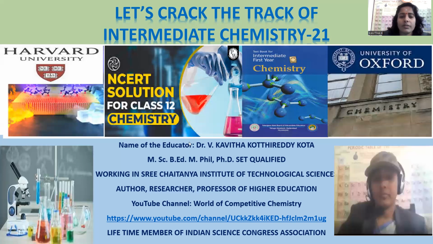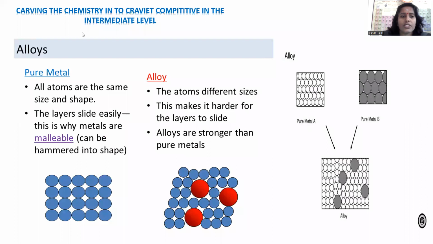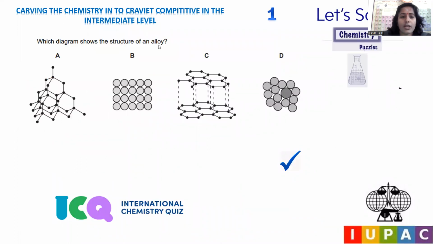Let's enter into question number 1. Which diagram shows the structure of an alloy? Here you can find hexagonal structures represented in the hexagonal manner, and the chair form is also mentioned. Again, this is also a hexagon, right? And the second compound is where all the atoms are arranged in a regular, systematic, crystalline arrangement, and all the atoms are represented with the same kind of sign, so all are the same kind of metal atoms, right?